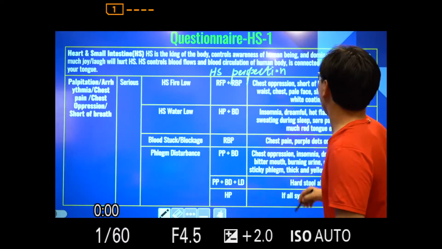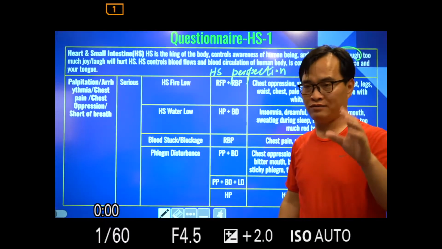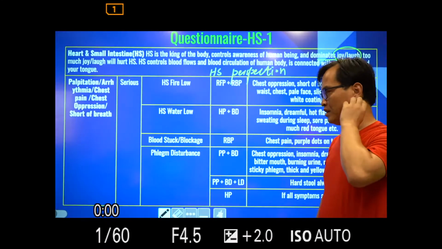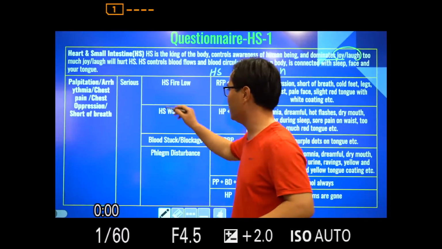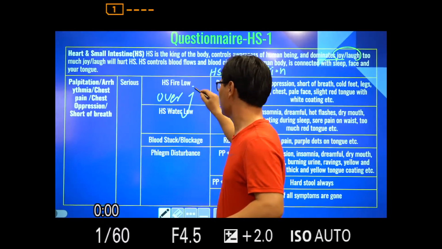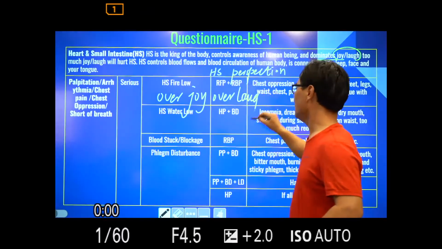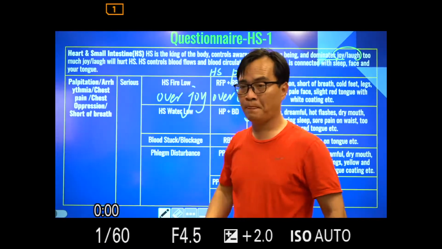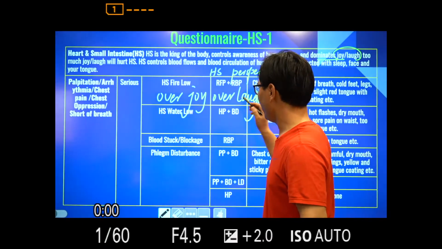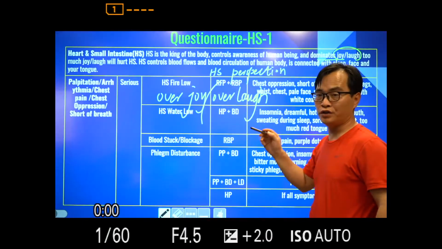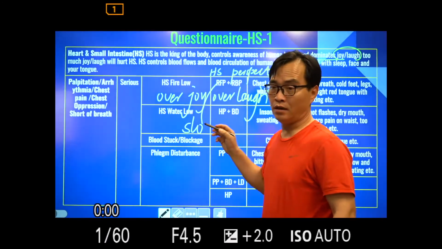And also there's dominance, joy, and life. For the emotions, the HS system is connected with joy or love. If there is overjoy, or overlap, right? Overlap, okay, it will hurt your HS system. By what? Overjoy or overlap will hurt your HS system.